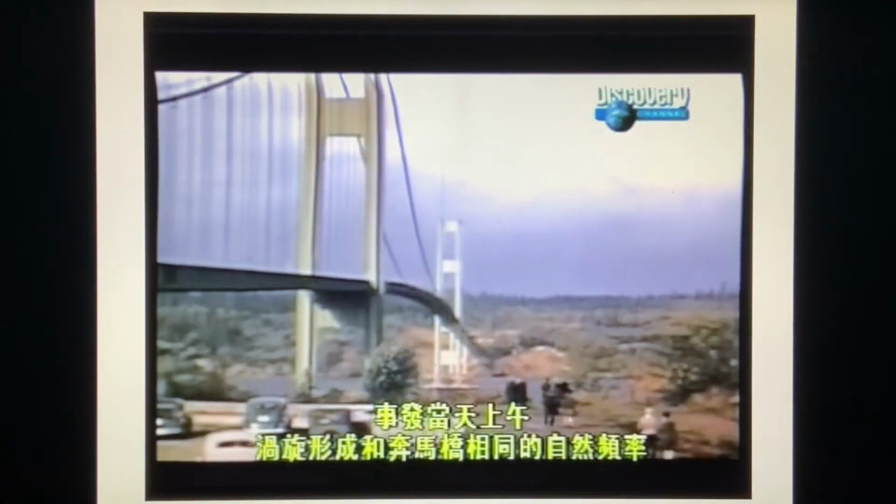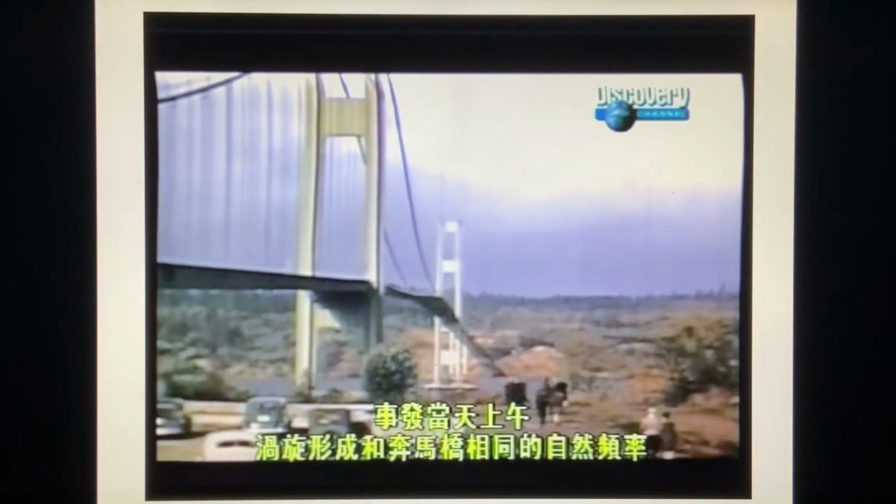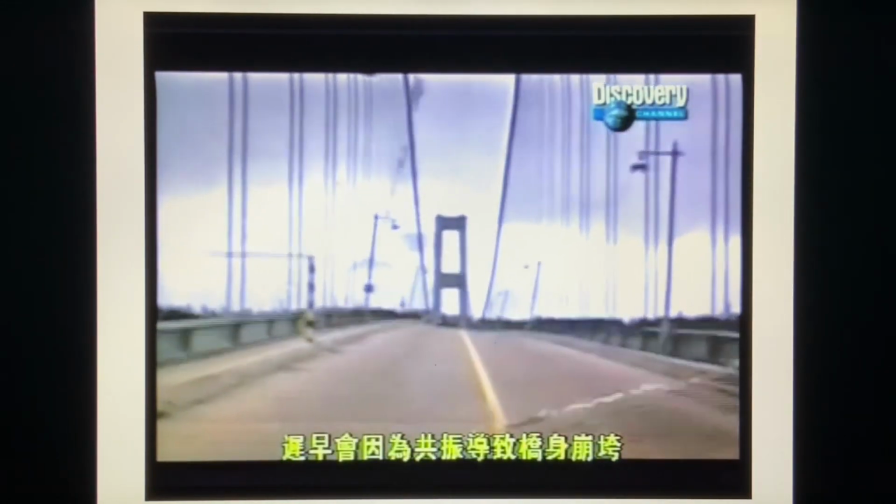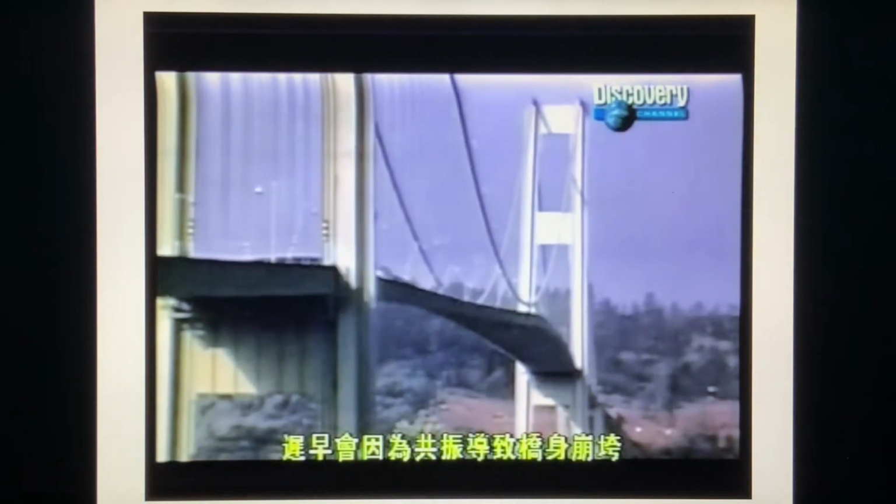On that morning, with vortices created at the natural frequency of Galloping Gertie, it was only a matter of time before resonance caused the bridge's collapse. Tacoma terrified bridge engineers. Suddenly, wind was the enemy.